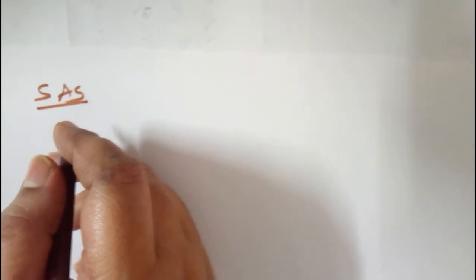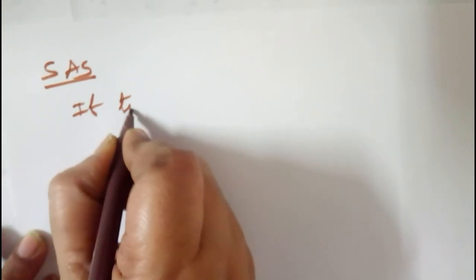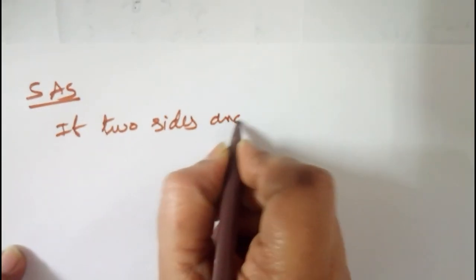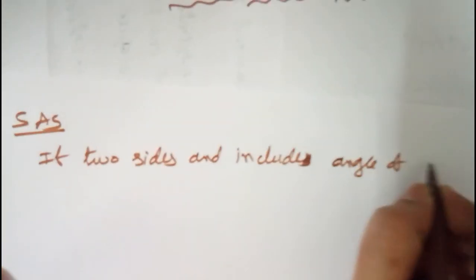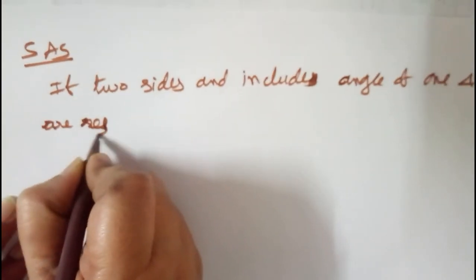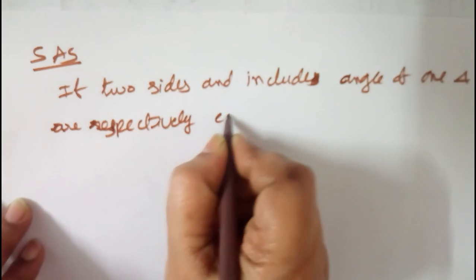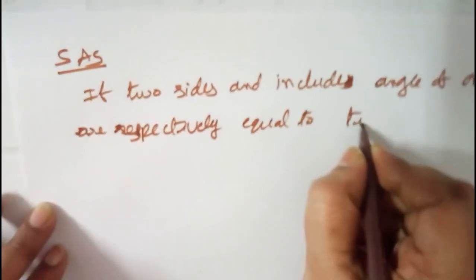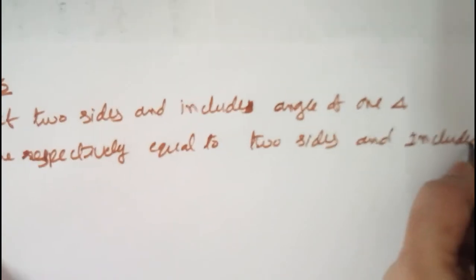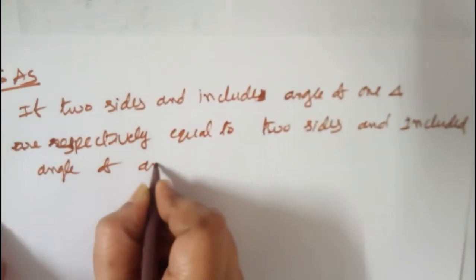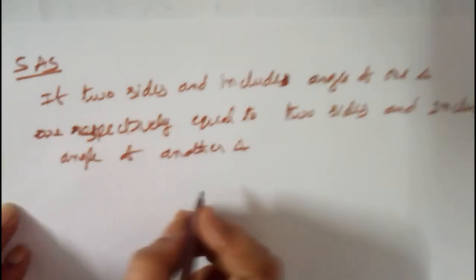First one is SAS. If two sides and the included angle of one triangle are respectively equal to two sides and included angle of another triangle, then we can say that those two triangles are congruent.